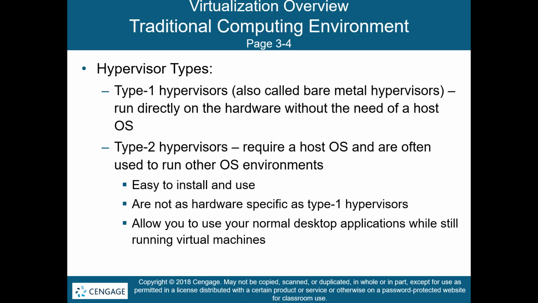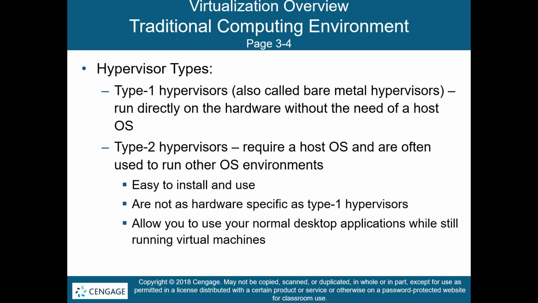Hypervisors can be categorized as two different types. Type 1 hypervisors, also called bare metal hypervisors, run directly on the hardware of the computer with no need for any other software. As a result, Type 1 hypervisors are more, if you want to say, picky about their hardware environments, and you have to make sure your hardware matches the hypervisor's recommendations for it to work properly.